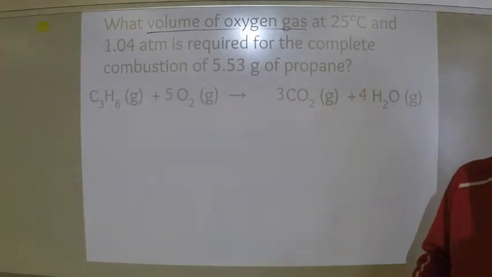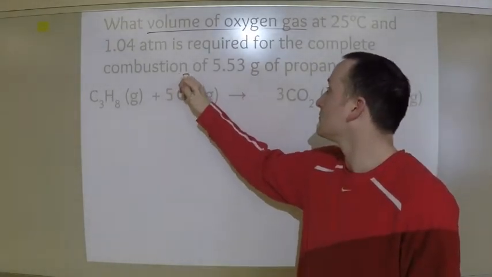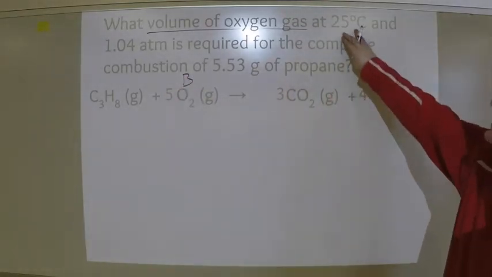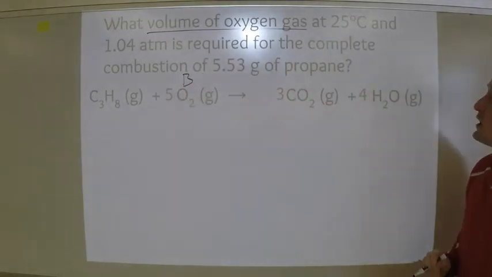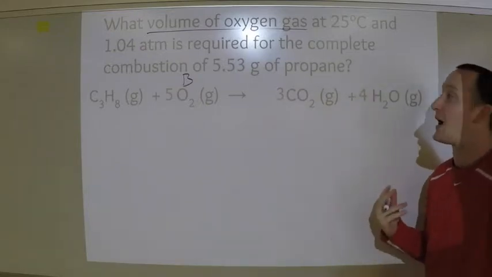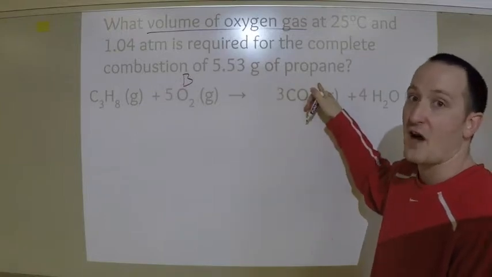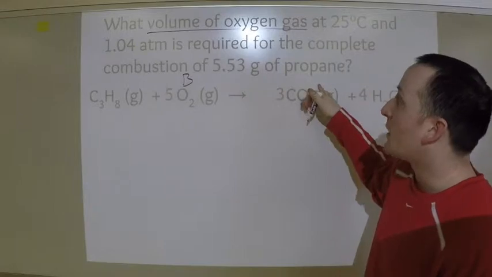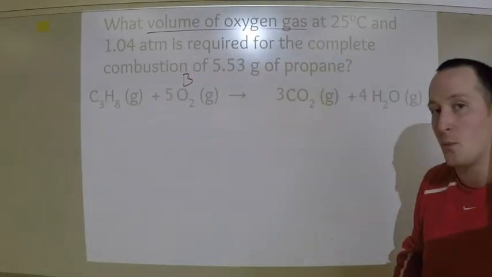So that means oxygen is my substance B, because it asked me to find information about oxygen. And it says it's at 25 degrees Celsius and 1.04 atmospheres is required for the complete combustion of 5.53 grams of propane. So I'm given information about propane. I have 5.53 grams of it. Okay? Now, you might say, well, wait a minute, I'm given a temperature and a pressure. Well, let's go back to that mole map real quick.